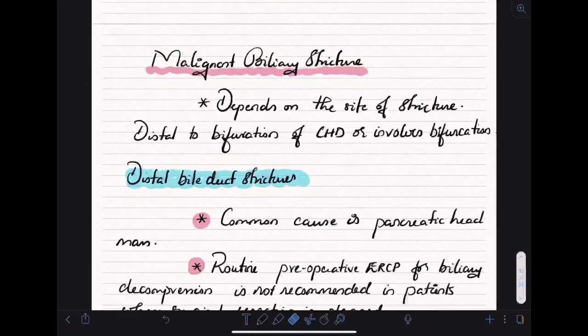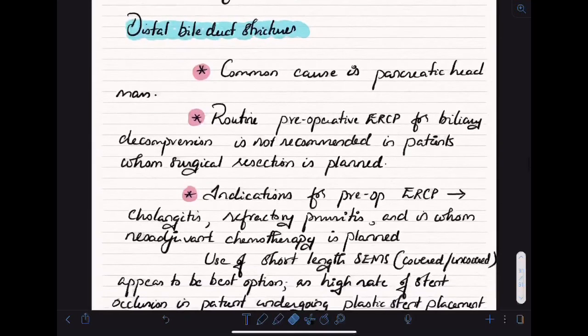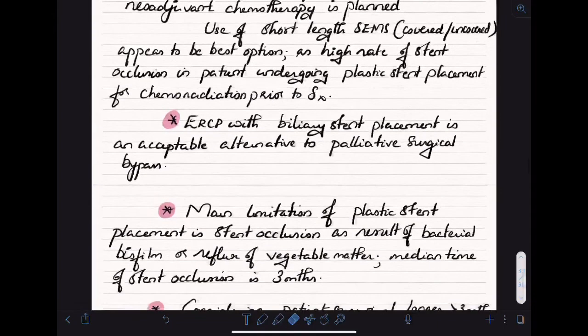Malignant biliary stricture depends on the site of stricture, whether distal to the bifurcation of the common hepatic duct or involving the bifurcation. First, coming to distal bile duct strictures, the common cause is a pancreatic head mass. Routine preoperative ERCP for biliary decompression is not recommended in patients in whom surgical resection is planned. Indications for pre-op ERCP are cholangitis, refractory pruritus, and when neoadjuvant chemotherapy is planned. Use of short segment SEMS, covered or uncovered, appears to be the best option, as there is a high rate of stent occlusion in patients undergoing plastic stent placement for chemoradiation prior to surgery.